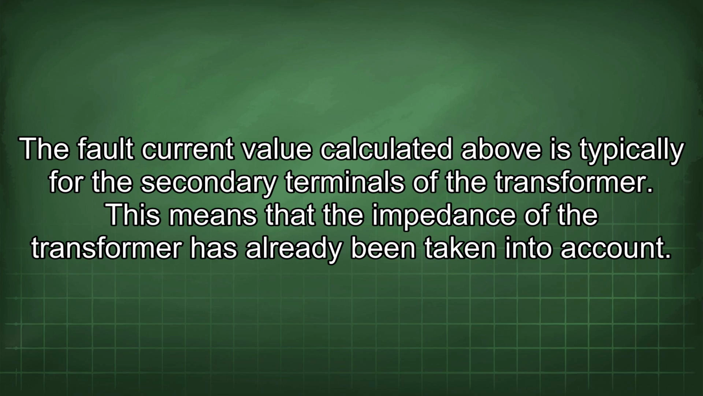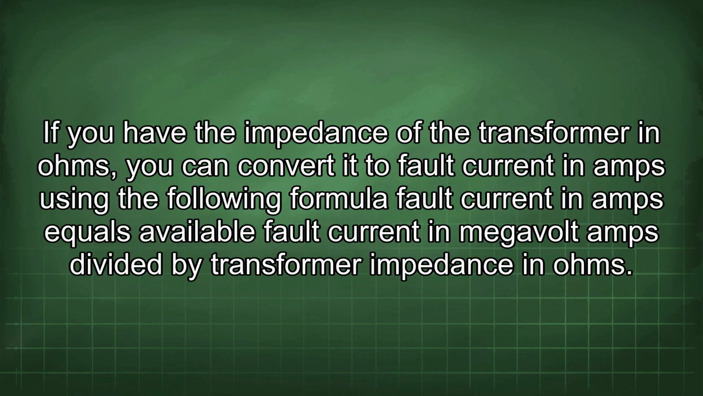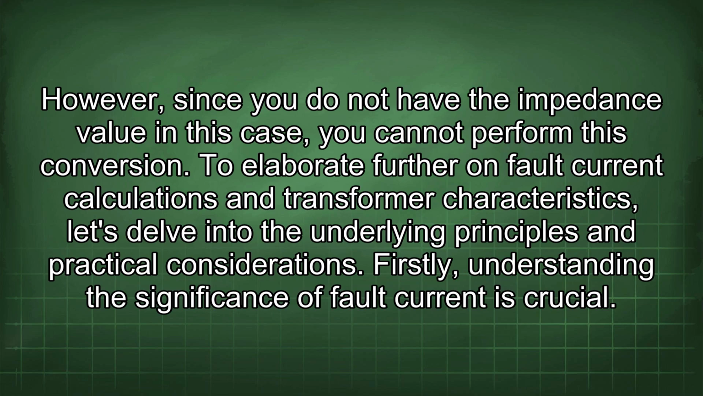This means that the impedance of the transformer has already been taken into account. If you have the impedance of the transformer in ohms, you can convert it to fault current in amps using the following formula. Fault current in amps equals available fault current in megavolt amps divided by transformer impedance in ohms. However, since you do not have the impedance value in this case, you cannot perform this conversion.